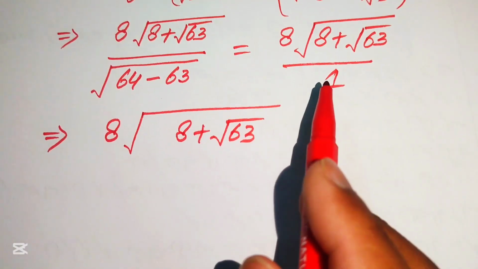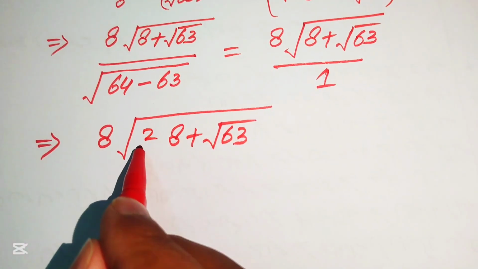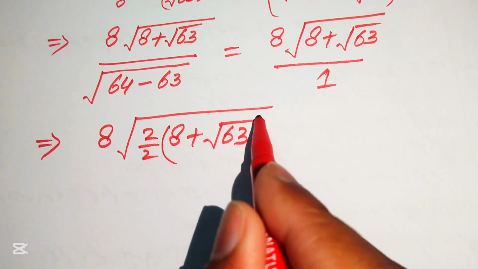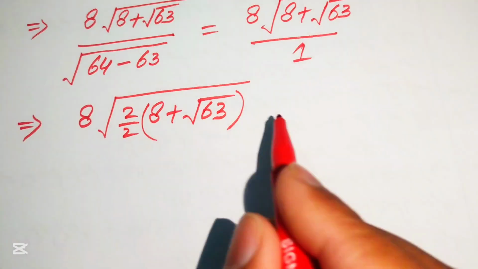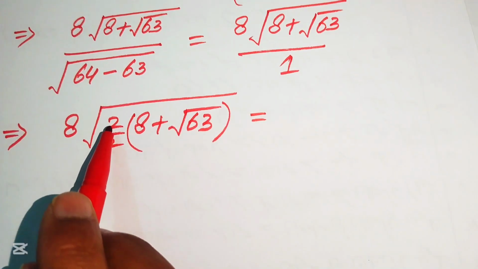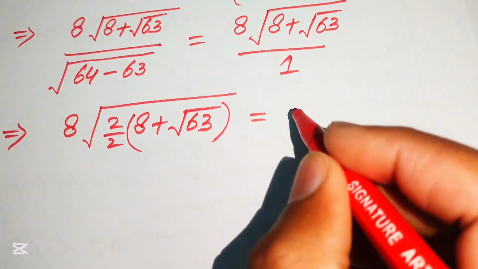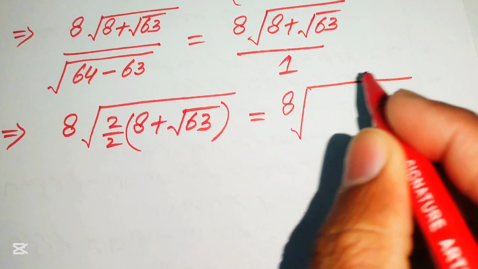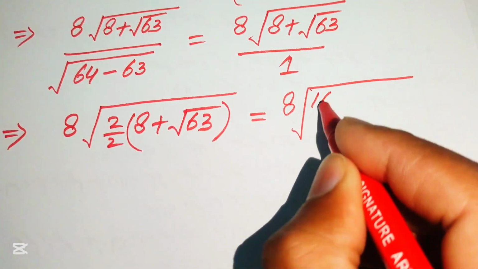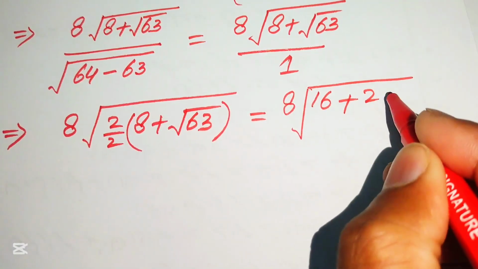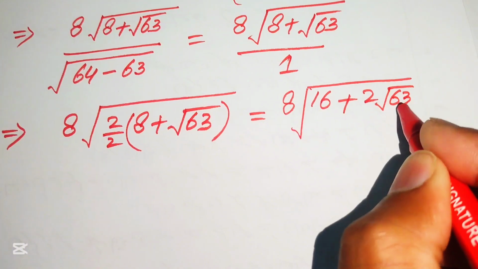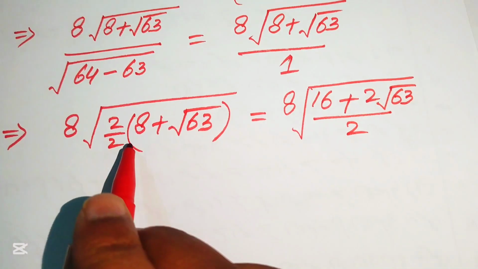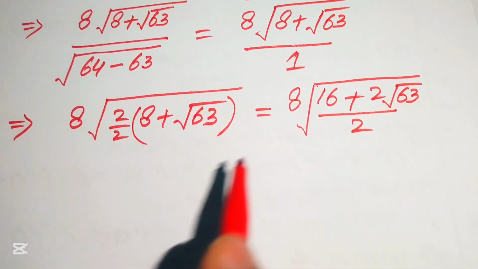So now in the next step we will just multiply and divide inside the square root term by 2, and now it will be written as, so here when you multiply this 2 on these two terms, it will be written as 8 times square root of 2 times 8 is 16, plus this is 2 times 63, and it is divided by 2. Okay, so this is 2, we can write it here.